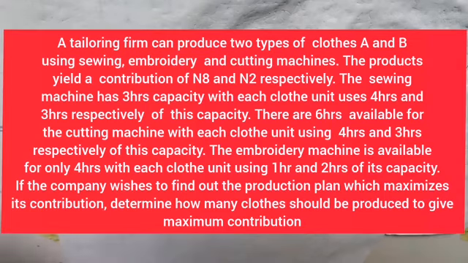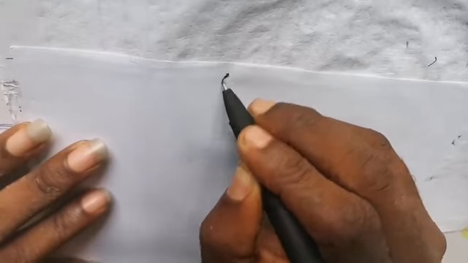If the company wishes to find out the production plan which maximizes its contribution, the first question says, state all the equations and inequalities describing the production process. The second question says, sketch the inequalities and sketch the feasible region on your answer booklet. The third question says, how many of clothes A and B should be produced to maximize its contribution? And the final question says, what is this maximum contribution? Alright, so this is actually a question on linear programming. So we are working with question 1.